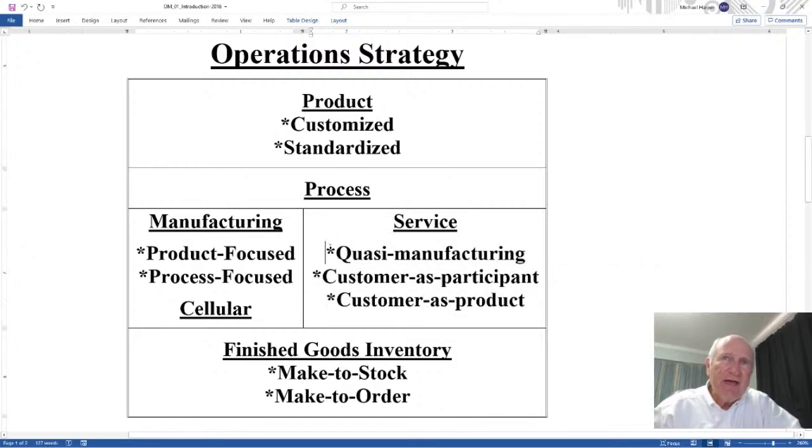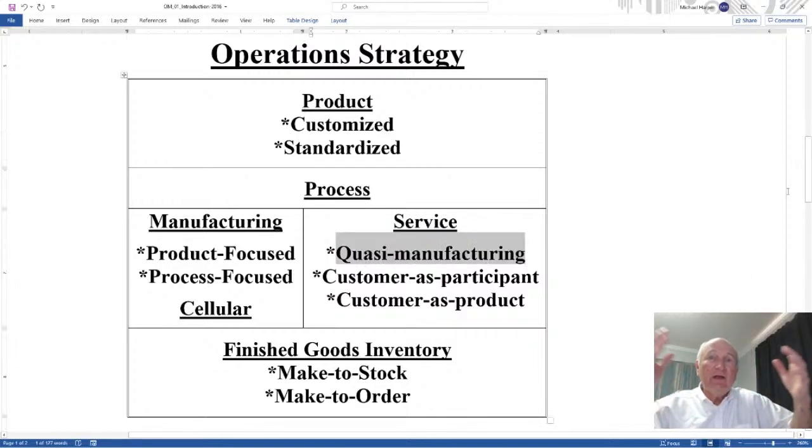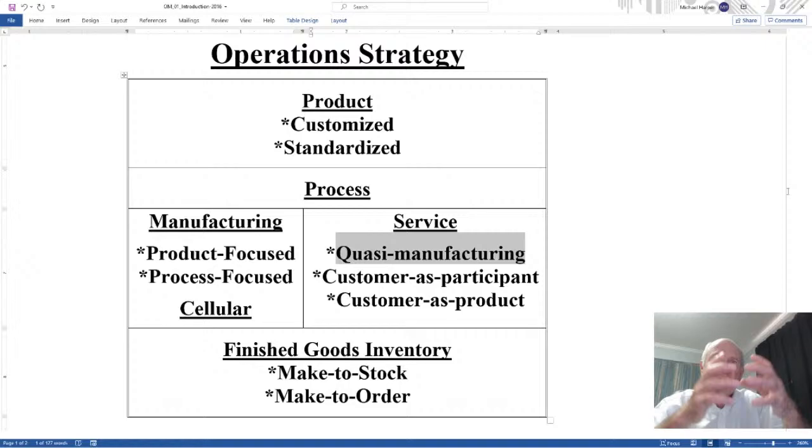Well, quasi-manufacturing is a service design within an operation where the customer has very little to no input or contribution in the process. It's a process design, but it's quasi-manufacturing because it's part of the service where the customer has very little involvement.